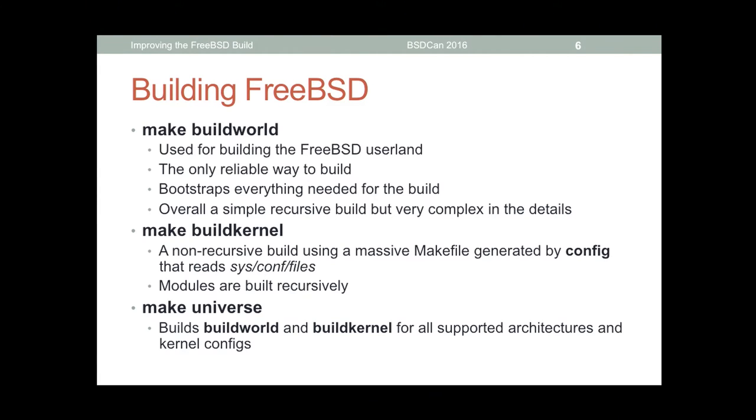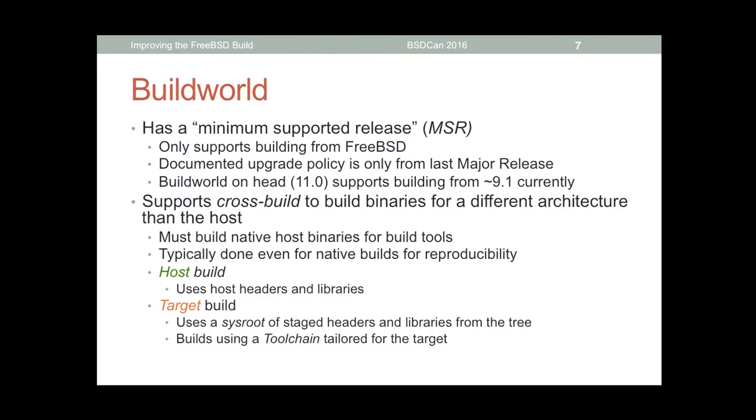And make universe is used for doing build world and build kernel across all architectures that FreeBSD can build for. So for build world, there's this thing called a minimum supported release, at least that's what I will be calling it. And what that means is that you can only build FreeBSD from FreeBSD on a minimum release. So up until a few days ago, our head claimed that you could build from 8.0, but in reality, you can only build from around the 9.1 timeframe. And I've recently fixed that.